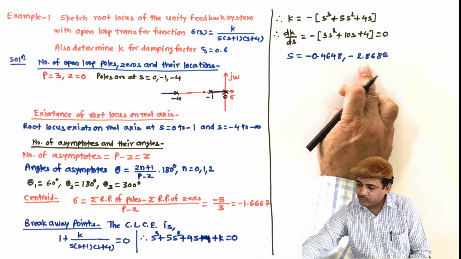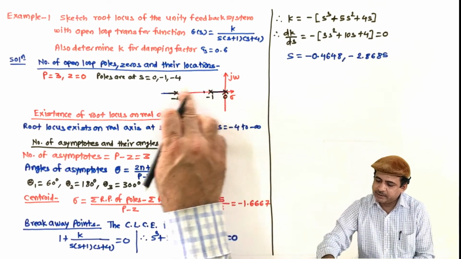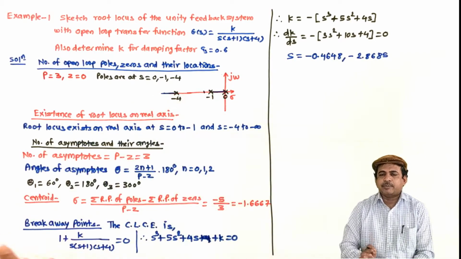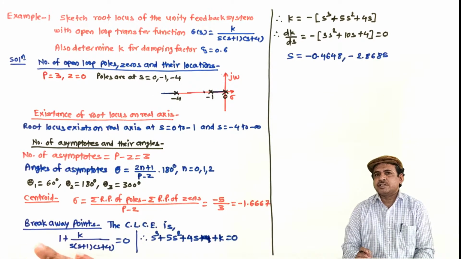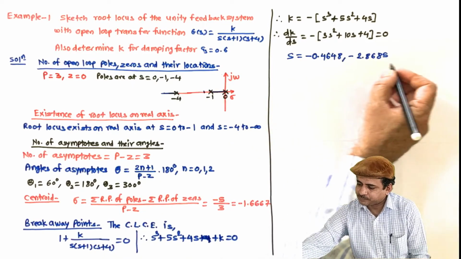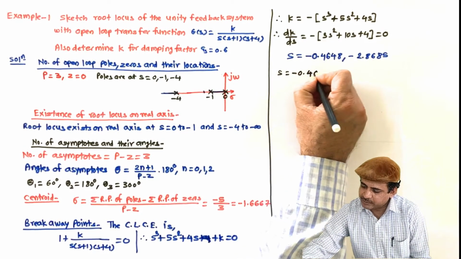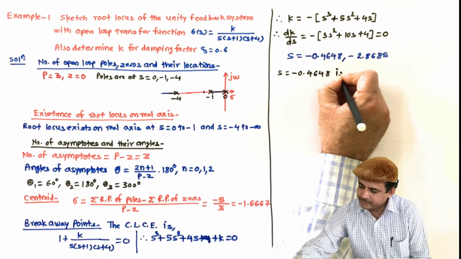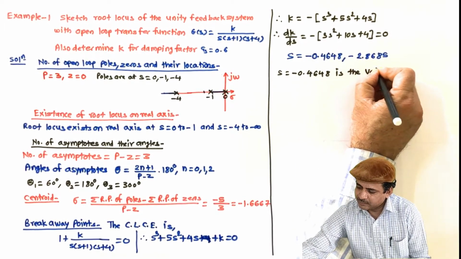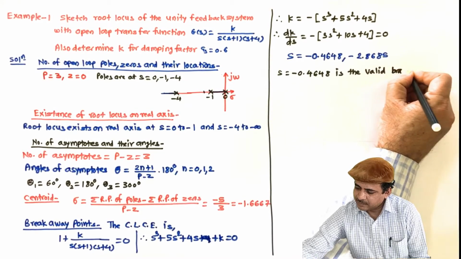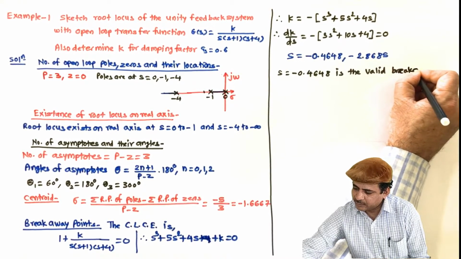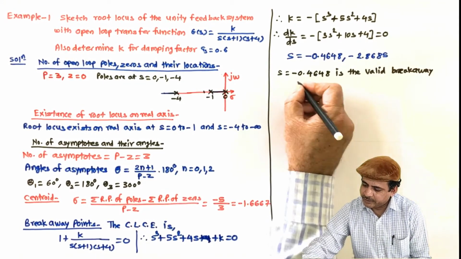So this minus 2.8685 is between the poles minus 1 and minus 4 where root locus does not exist. So s equal to minus 0.4648 is the valid breakaway point.